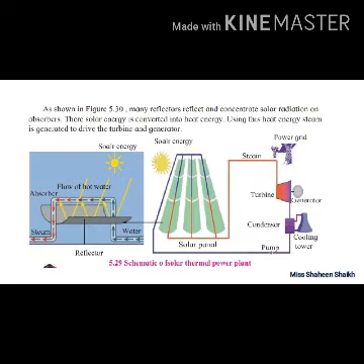As you can see in the diagram, many reflectors reflect and concentrate solar radiation on the absorber. Reflectors are made up of shiny aluminium material, and absorbers are made up of a good absorbent material and coated with black color. The solar energy is converted into heat energy. Using this heat energy, steam is generated to drive the turbine and generate electricity.